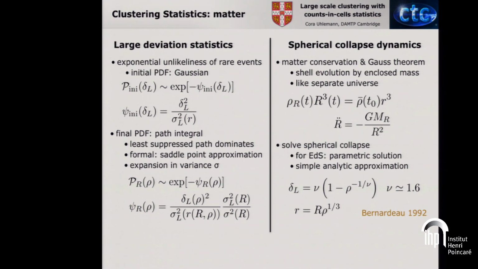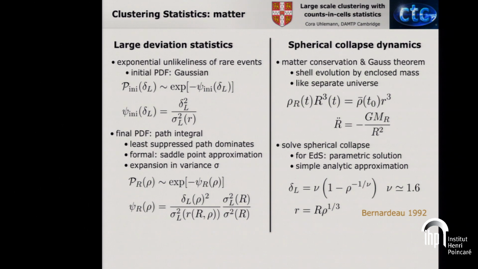As I told you, we know Gaussian initial conditions. So this exponential decay is just a quadratic function. And what you have here is the linear variance evaluated at the initial radius. And you can already see that this linear variance contains the linear power spectrum, right? This is how I would compute it.